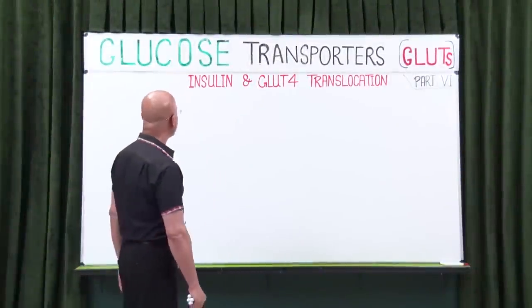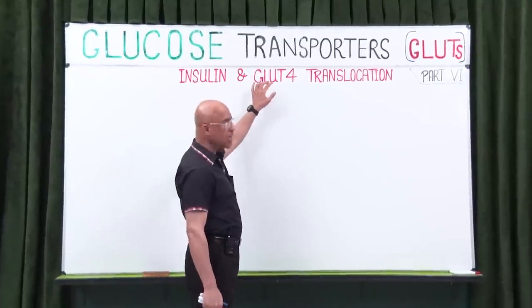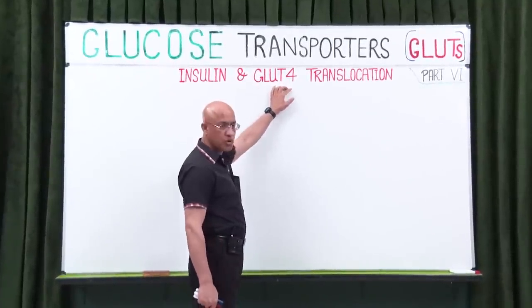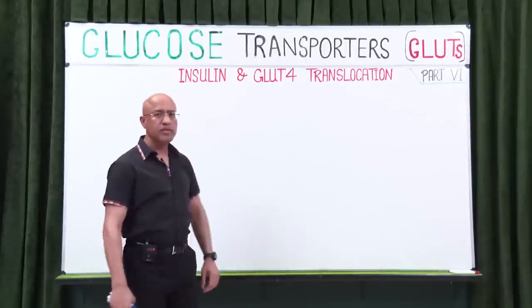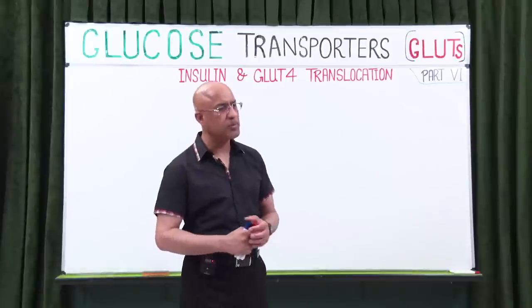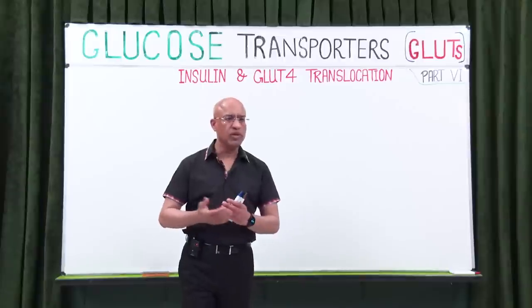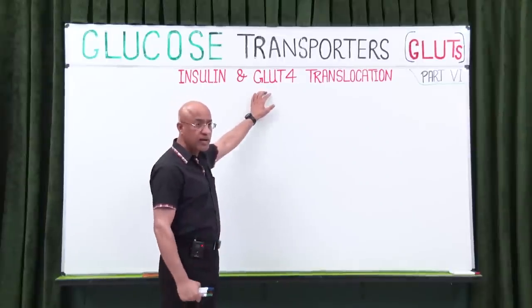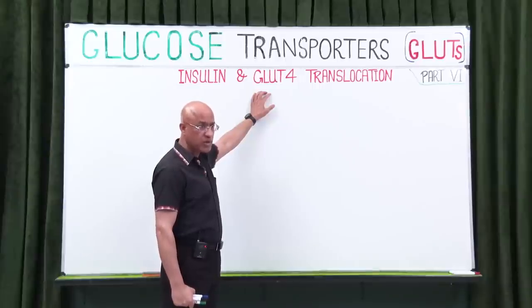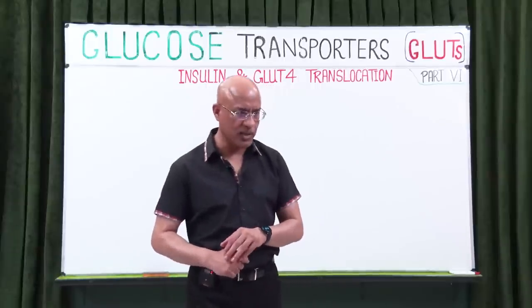Today we are going to talk about a special type of glucose transporters called GLUT4, glucose transporters type 4. These type 4 glucose transporters are basically insulin dependent. What I mean by insulin dependent is that when the insulin level in the blood is high, these glucose transporters are translocated and expressed on the surface membrane, the cell membranes of striated muscles and adipose tissue cells, right?